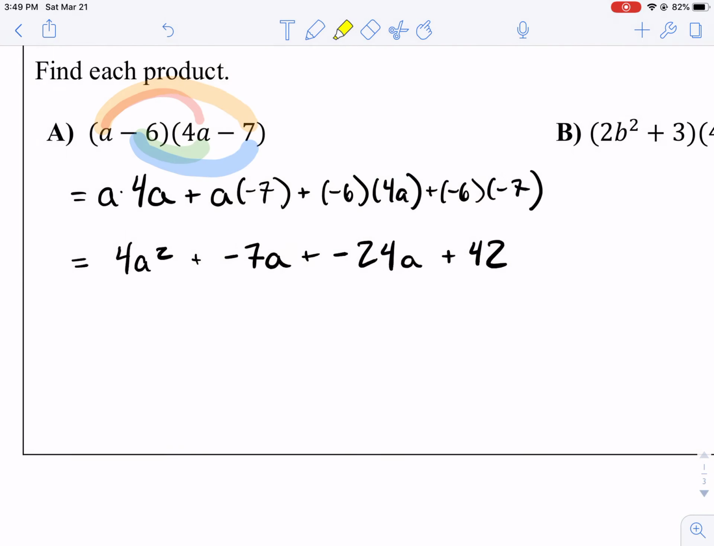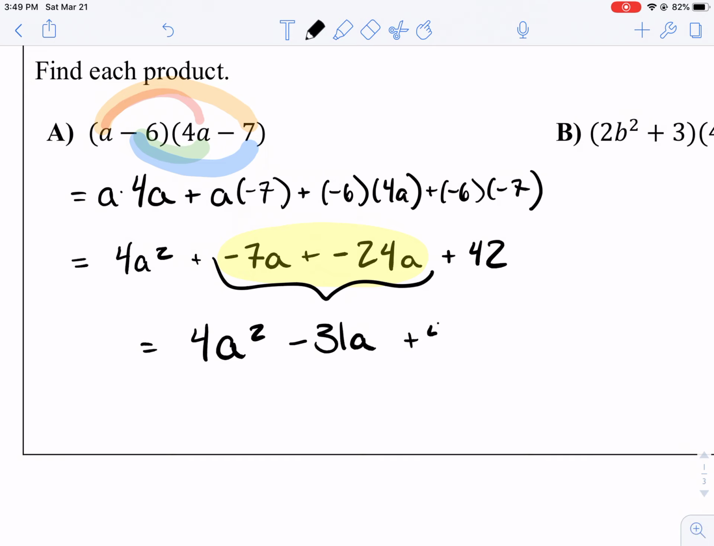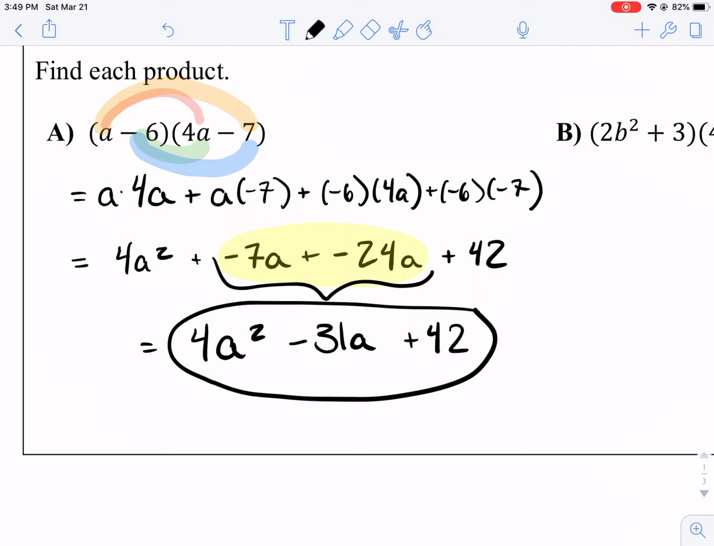Again, we've got two a terms here that we can combine. So let's go ahead and combine those like terms. That will give us negative 31a. Bring our other two terms down. We have 4a squared minus 31a plus 42. Go ahead and follow that example and do part B.